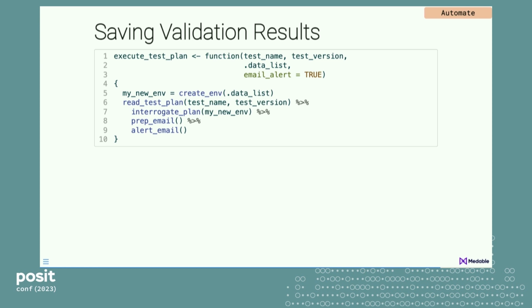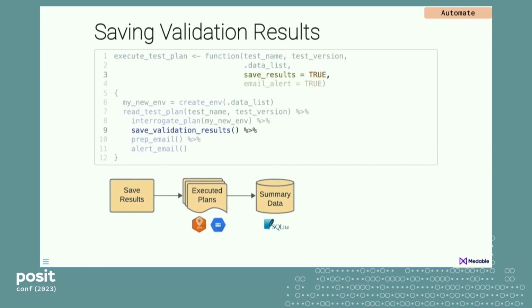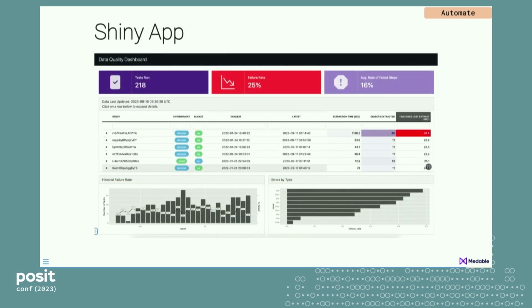And so again, let's revisit execute test plan. And we have this pseudocode here, save validation results, where when that runs, it takes your executed test plans and it passes them through as a pin into our cloud storage buckets. And then from there, we're actually extracting summary data from these test plans that go into a small database. And that database is powering a Shiny app that we've created that helps us monitor what's going on with the health of all these programs.